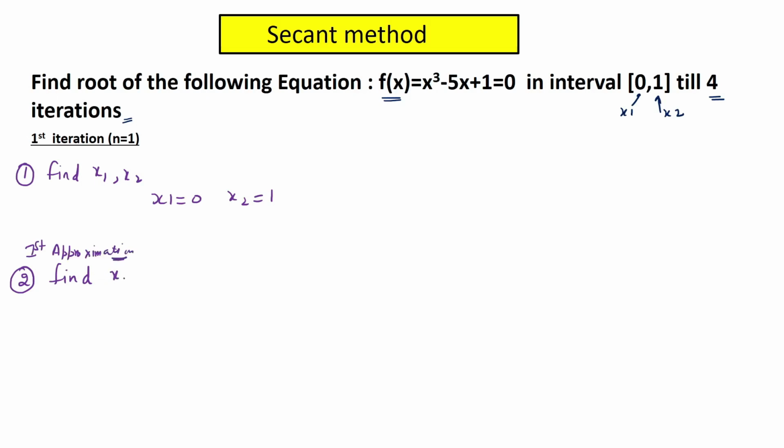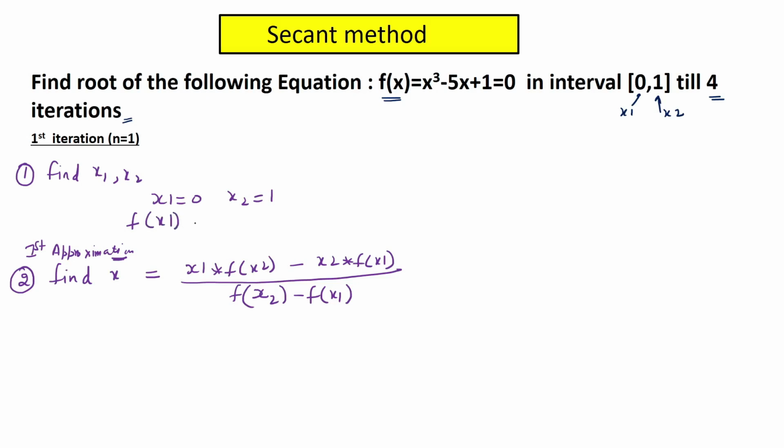So what is the formula for the x? This was the formula, and here we can see we need x1 and x2 as well as f of x1 and f of x2. So in the first step only, we can just write the value of f of x1 and f of x2. So f of x1 means f of 0.